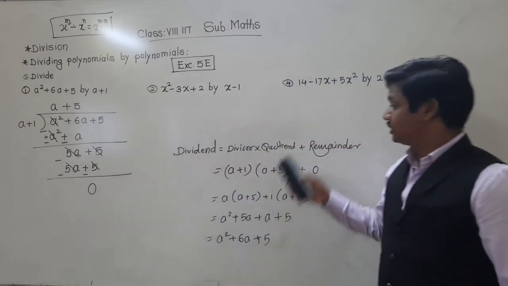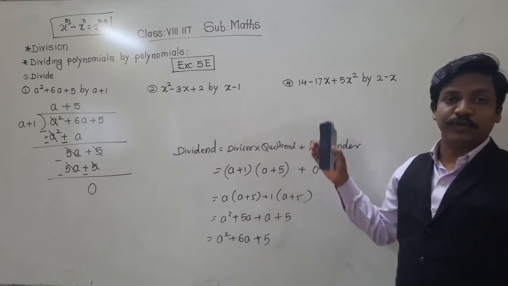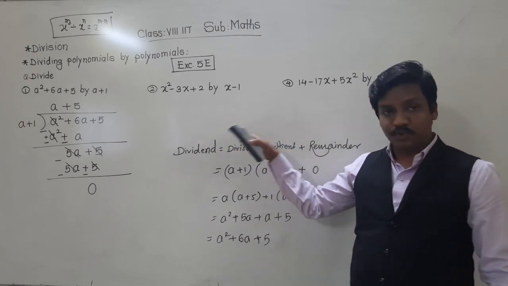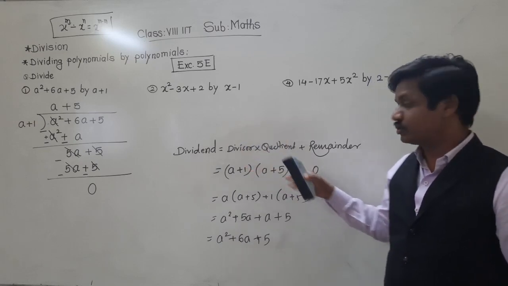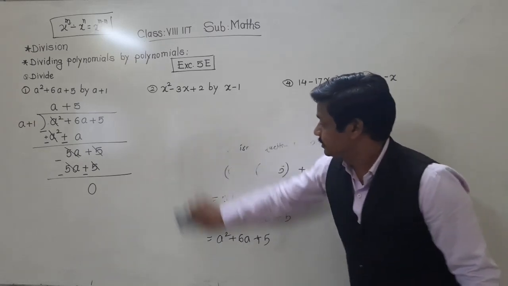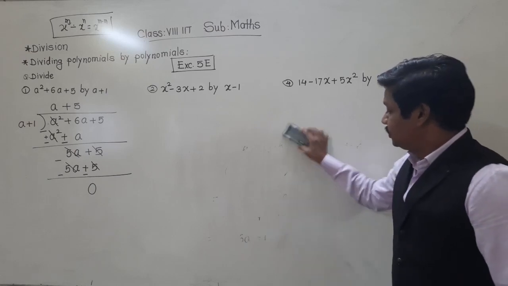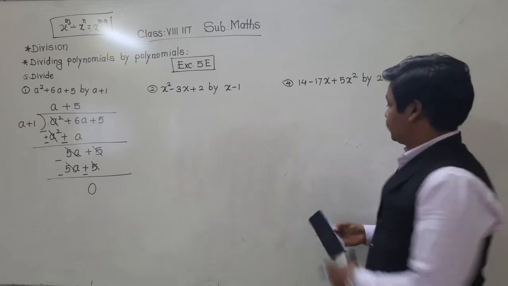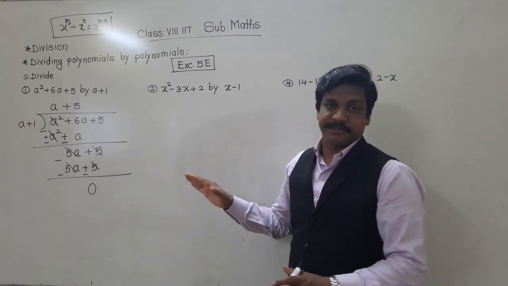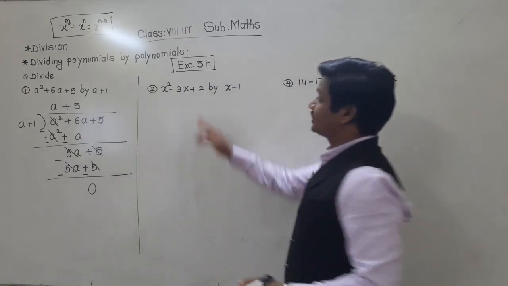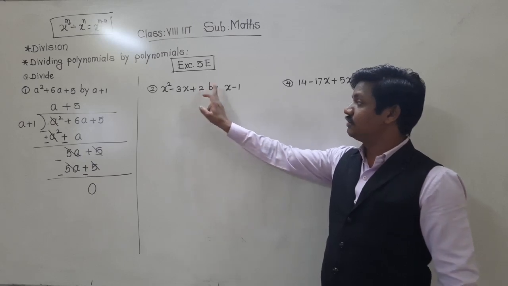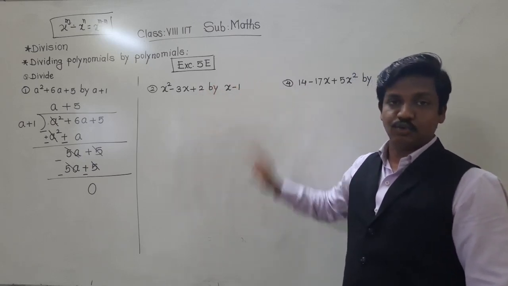Yes. So this formula is used to verify the answers. There are some questions and examples also based on this formula. Later we are going to see it. Understood? Understand the steps. Okay. Second example: x square minus 3x plus 2 divided by x minus 1.